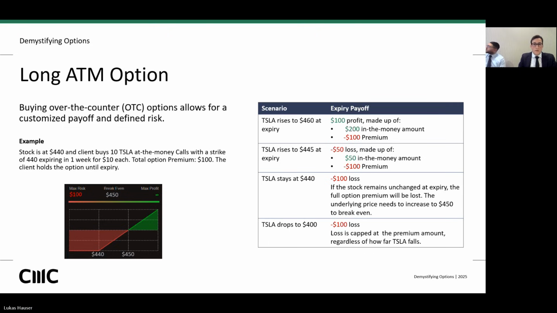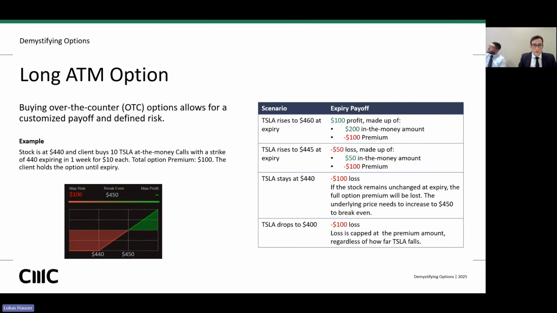And again, when we go back to the example of the break-even, we see that the stock price needs to go all the way to 450 until we break even. But if the price only goes to 445, as here, then we would still lose money. In this case, even though we are $50 in the money, we would still need to pay the premium, which results in a net loss of $50.